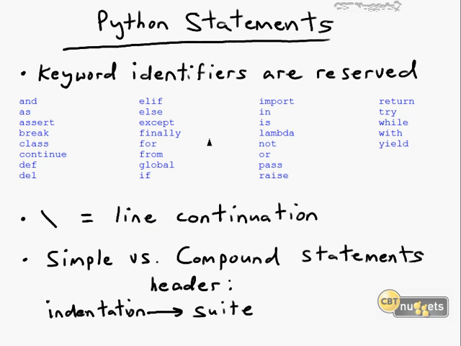Let's get to work. A Python statement is simply a keyword identifier that is reserved by Python. In other words, and as you see here, this is a list of the Python statements that are built into Python 3. Reserved means we're not going to be able to create a variable with any of these names. It's as simple as that. We're not going to be able to co-opt or steal any of these keyword identifiers.